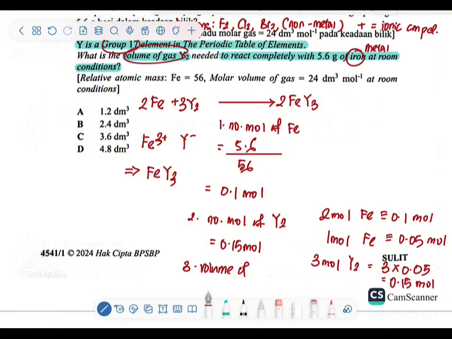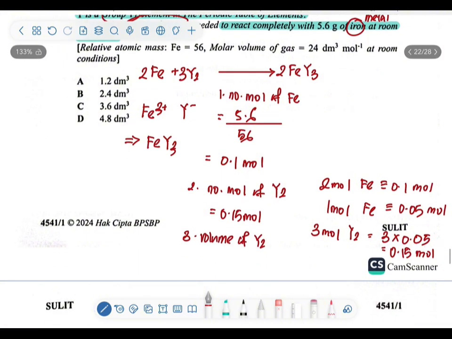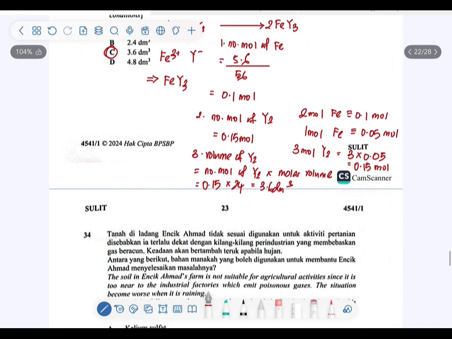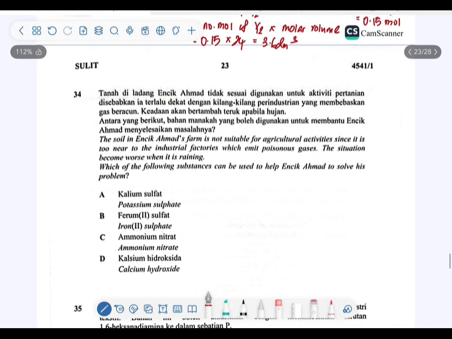Next, we are going to find what is the volume of the gas, right? And we know that volume of Y2 equals the number of moles of Y2 times the molar volume, which in this question we are provided with 24 dm³ per mole. So let's calculate for it. So we will get 3.6 dm³. So our answer will be C. That's how we solve the questions step by step.